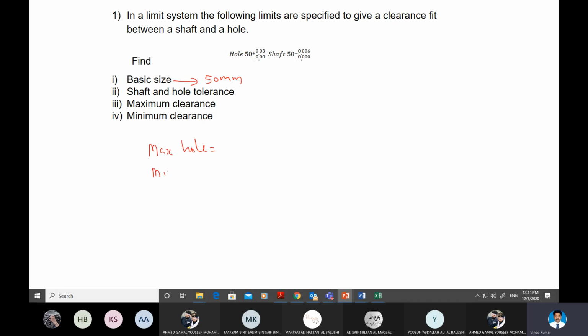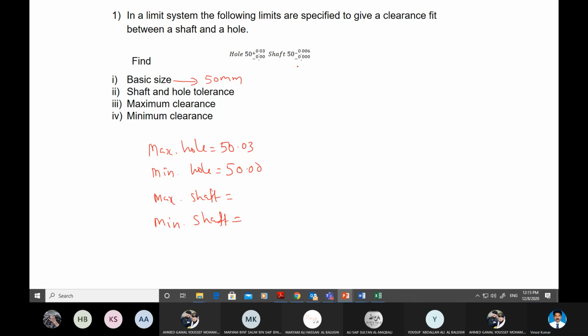Similarly, the minimum size of the hole, the maximum size of the shaft, then we have to find the minimum size of the shaft. So maximum of the hole is 50.03, minimum hole is 50. Do you know how I got it? 50 plus 0.03 is 50.03. Minimum is 50.